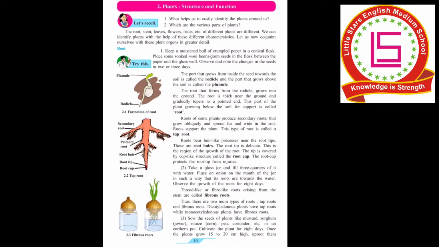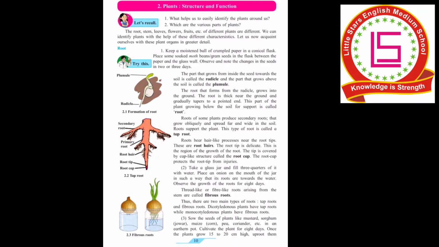See, in point number 2, there is an experiment given. We'll understand this experiment by reading. You take a glass jar and fill 3/4 of it with water and place an onion on the mouth of the jar in such a way that its roots are towards the water. You can see in figure 2.3 how the onion is placed in the jar filled with water, and what happens to it we'll see after 8 days.